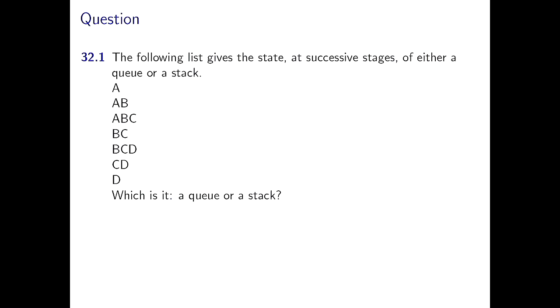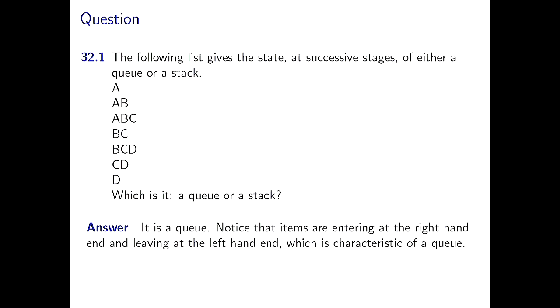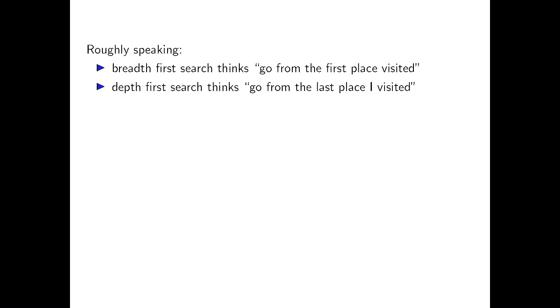Okay. So question 32.1 in the notes says, is this a queue or a stack? Who thinks it's a queue? Yeah, I agree. I think it's a queue because things are entering on the right but leaving on the left, right? A fell out here, whereas if this was a stack, and we got rid of something, it would have to be C we got rid of, and it'd be AB. So, good. Yeah, in a stack, things enter and leave in the same place.